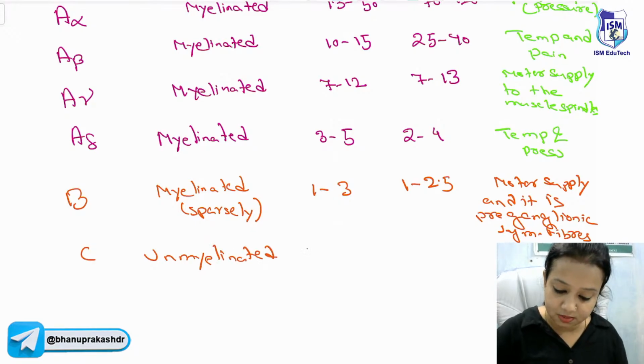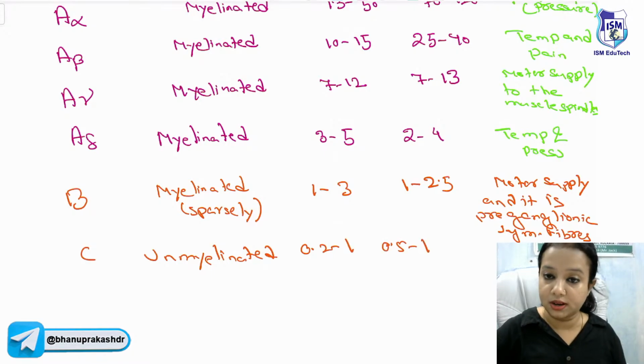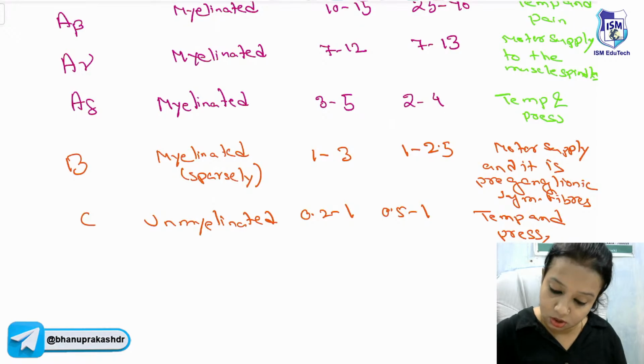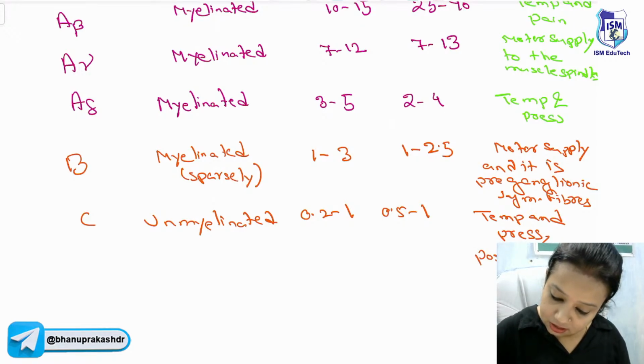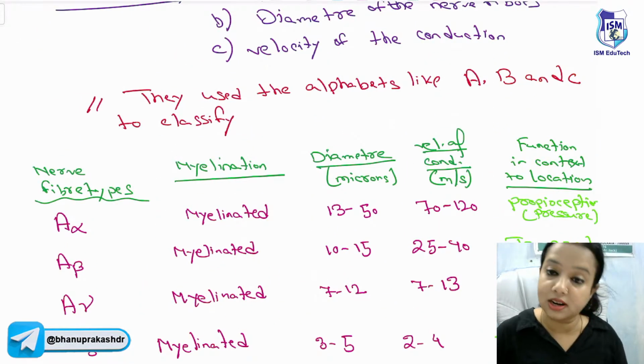Okay. C, this is unmyelinated. Its diameter is very small, 0.2 to 1, and velocity of conduction is 0.5 to 1. And this one also senses temperature and pressure, and also it has a branch which is the postganglionic sympathetic fiber. So this is the classification according to Erlanger and Gasser.